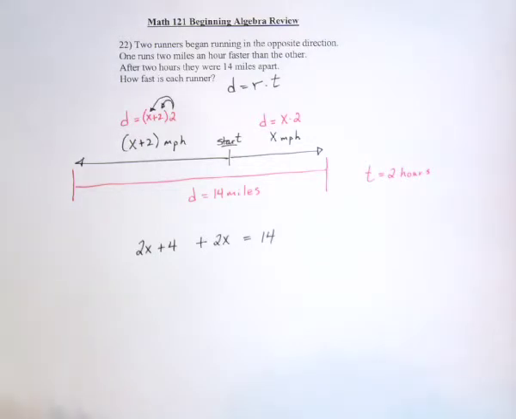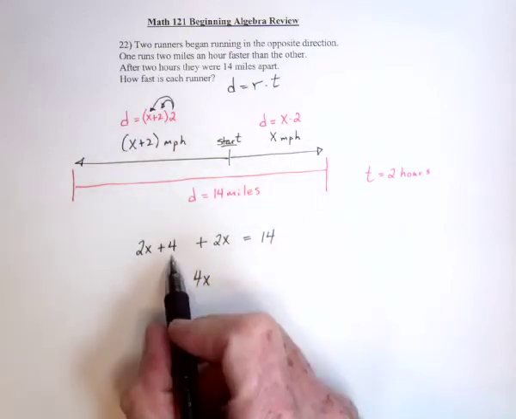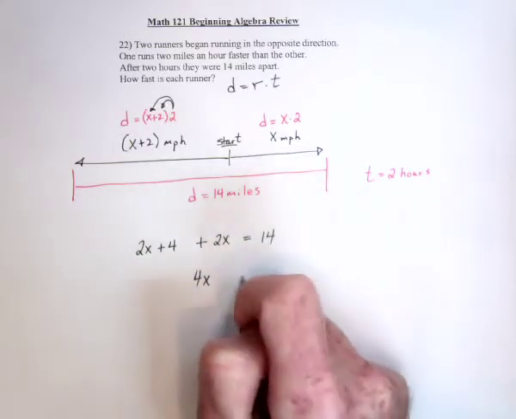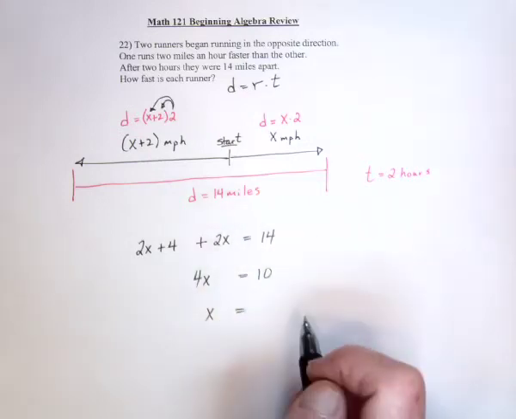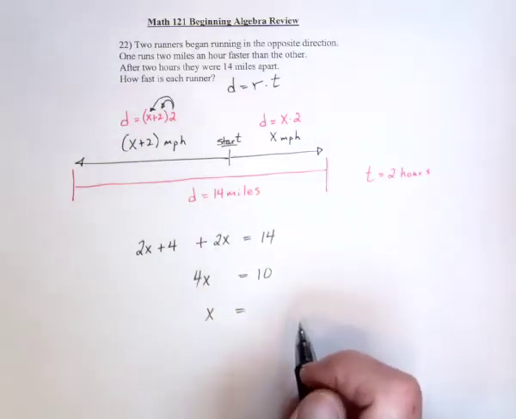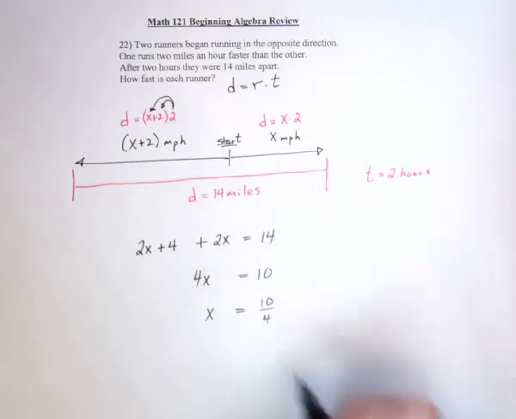Now it's time for the algebra. Put the 2x and 2x together. That's going to be 4x. And then we need to move this to the other side. So subtract 4 and subtract 4 leaves a 10. And then in order to isolate the x, we just need to divide by 4 on both sides. So it's going to be 10 divided by 4.